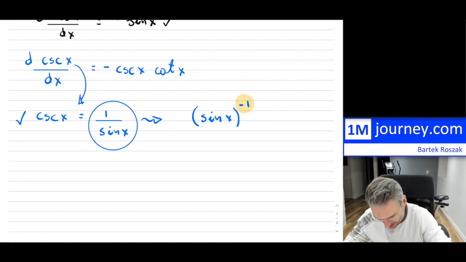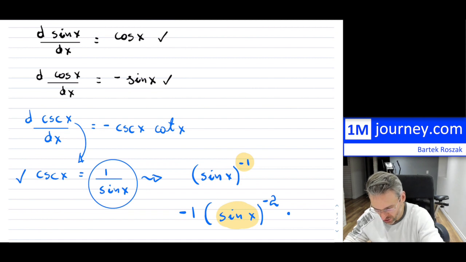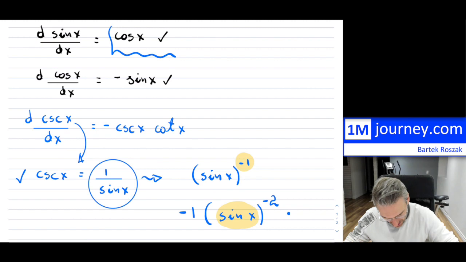So if I take the derivative, it is simply negative 1 multiplied by the function, and the exponent becomes negative 1 minus 1, which is negative 2. Of course, I still have to take the derivative of whatever is inside, by the chain rule. The derivative of sine x, as we mentioned here, is simply cos x. So this is going to be multiplied by cos x.